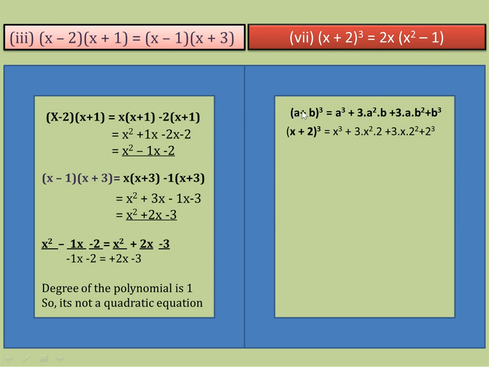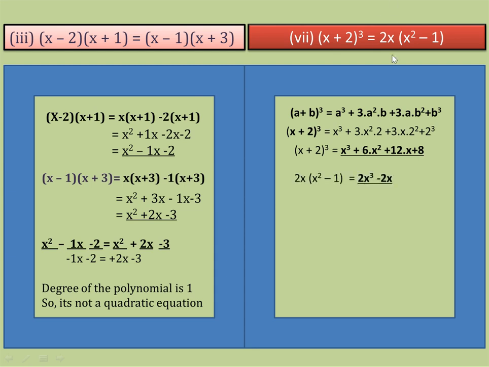Now apply the values of a and b, substitute, you will get x cube plus 3 into x square into 2, plus 3x into 2 square, plus 2 cube. Okay, next simplify, you will get x cube, then 3 twos are 6, so 6x square, then 2 square is 4, so 4 threes are 12, 12x, plus 8. Okay, next we are taking the RHS.